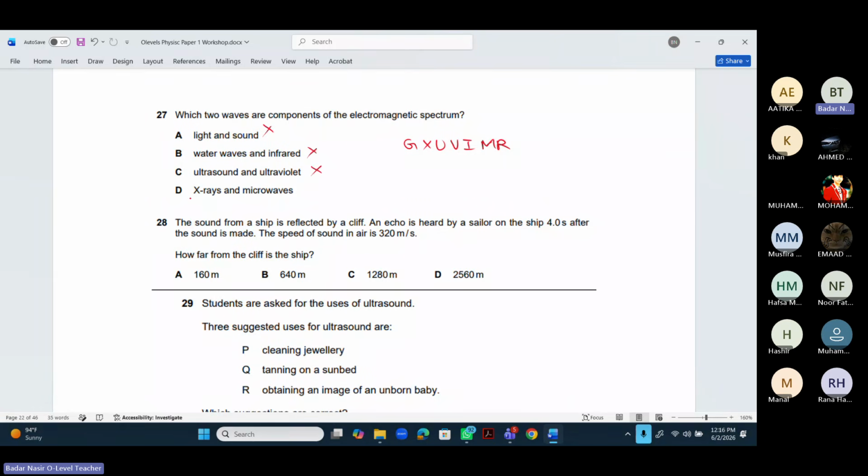X-rays and microwaves. Now for 28th: the sound from a ship is reflected by a cliff. An echo is heard by a sailor on the ship 4 seconds after the sound is made. The speed of sound is 320 meters per second. How far from the cliff is the ship? So basically this is the ship, and this is the cliff. Sound from a ship is reflected by a cliff.